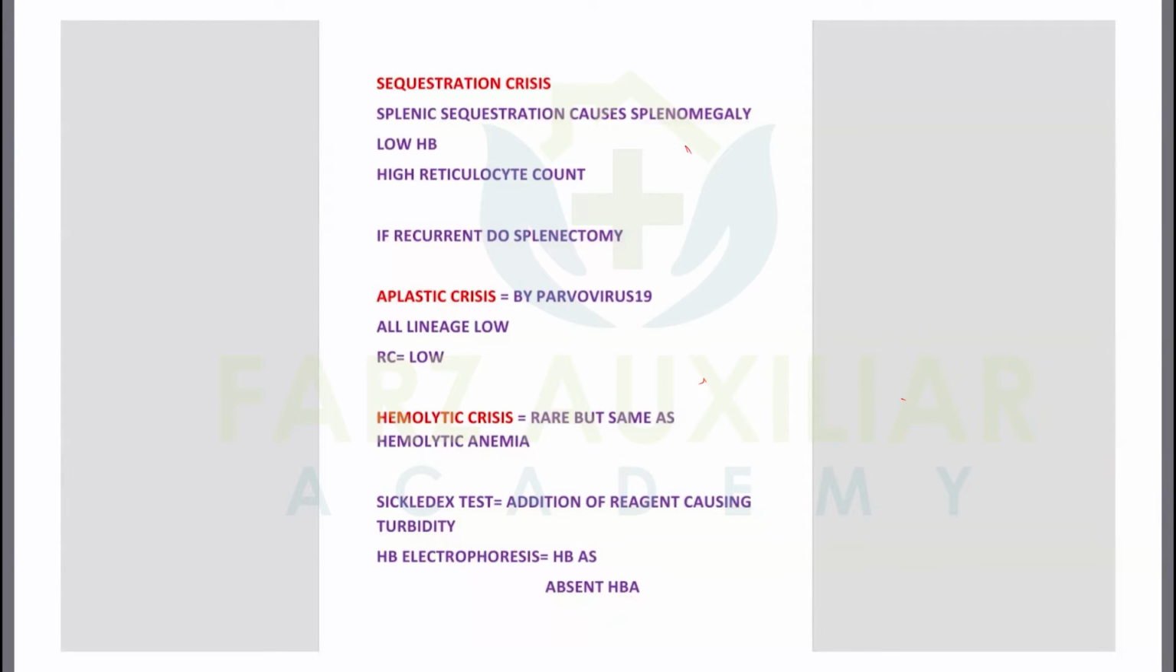Okay, there are some tests, sickle dex test and also hemoglobin electrophoresis. You can find out the trait and also the hemoglobin SS. So these are the investigations we can do. Mostly you can diagnose by reading the question.